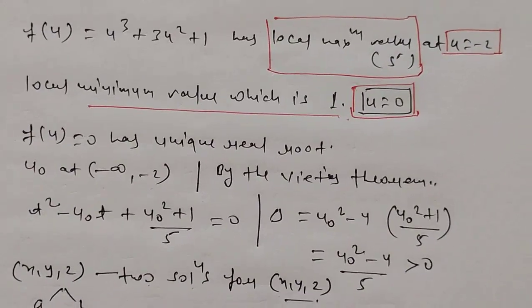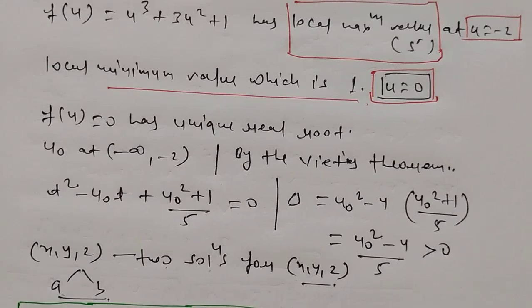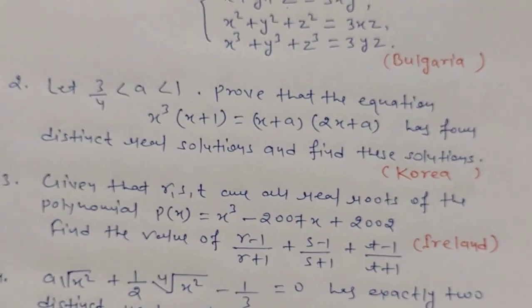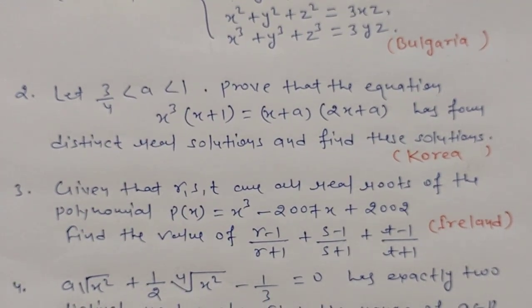Now in the continuation of our second problem, let 3 by 4 be less than a, and a be less than 1, and we have to prove that the equation x cube into x plus 1 is equal to x plus a into 2x plus a has 4 distinct real solutions, and also we have to find these solutions.